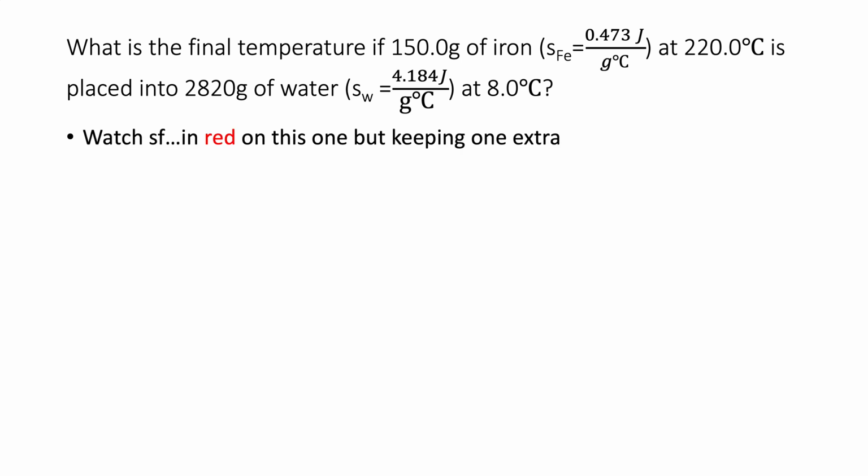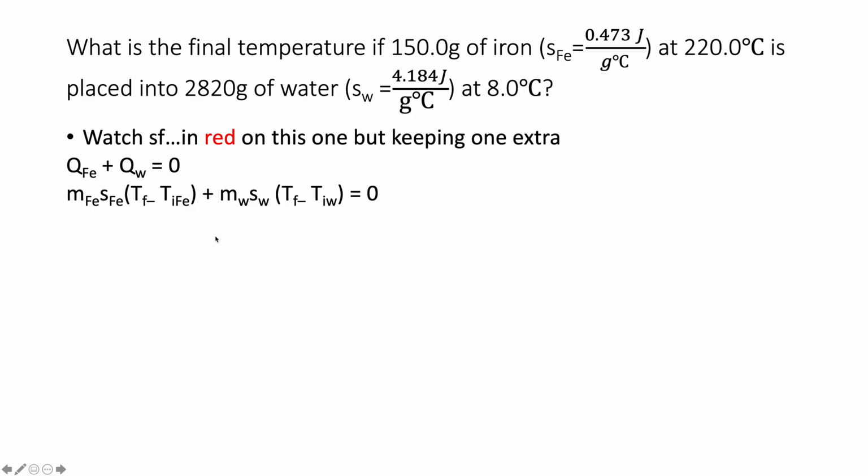All right, so watch the sig figs because there's addition, subtraction, and multiplication and division. I'm going to put the last sig fig in red, keeping 1 extra digit. So we'll start there. But we don't have any of the variables we want in there, so I'm going to expand it out. Q is MS(TF minus TI). It looks complicated, but I'm just writing for the iron, so I put the mass of the iron in the right place.